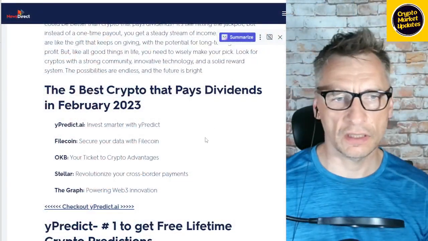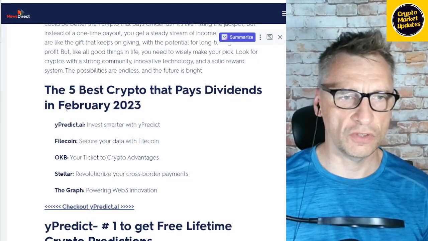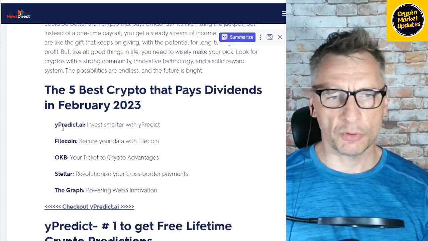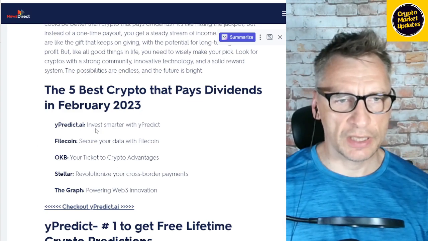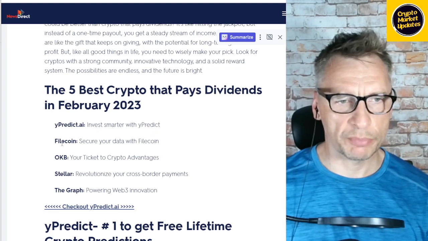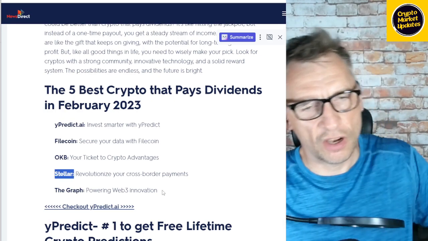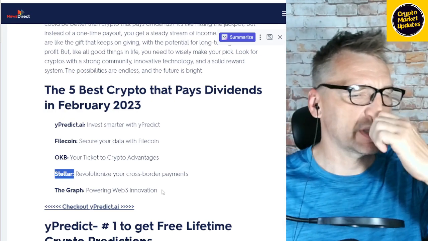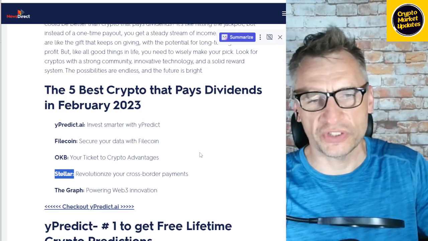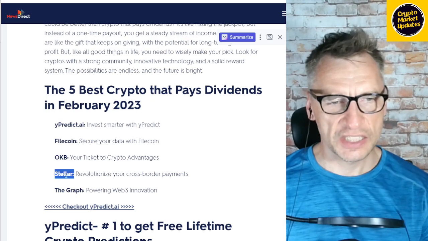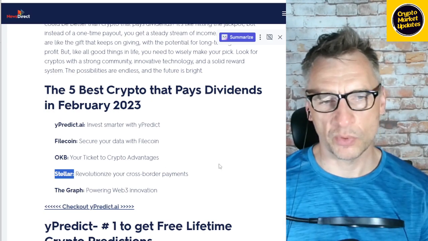And then finally, there are 5 best dividend cryptos that pay dividends in February 2023. These are the 5 that seem to be coming up quite frequently: YPredict AI, Filecoin, OKB, Stellar, and The Graph. Stellar is an offshoot of XRP. There was a disagreement between the founders or something, and the guy who split away from XRP created Stellar.